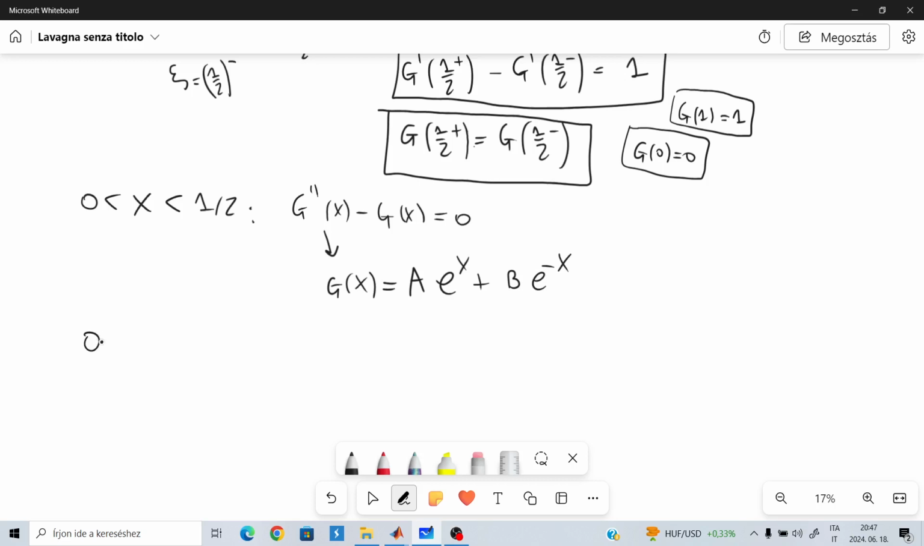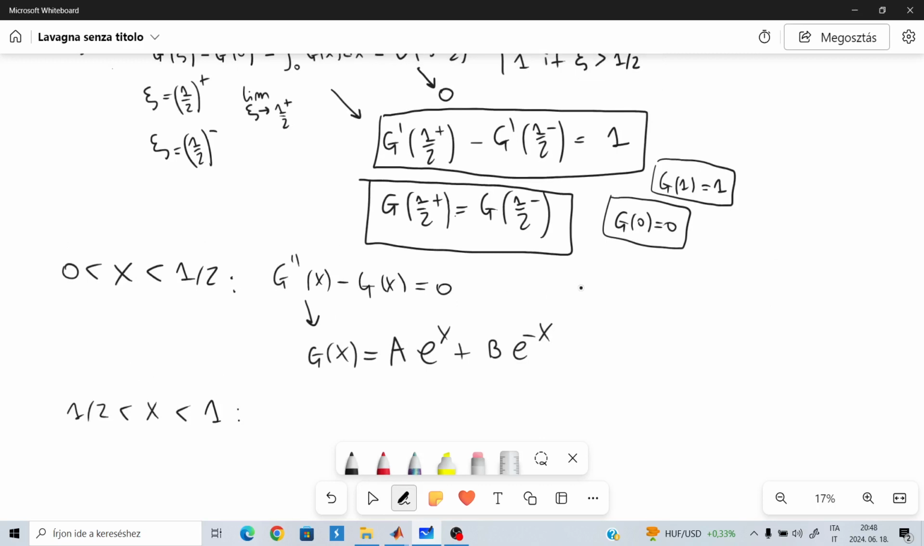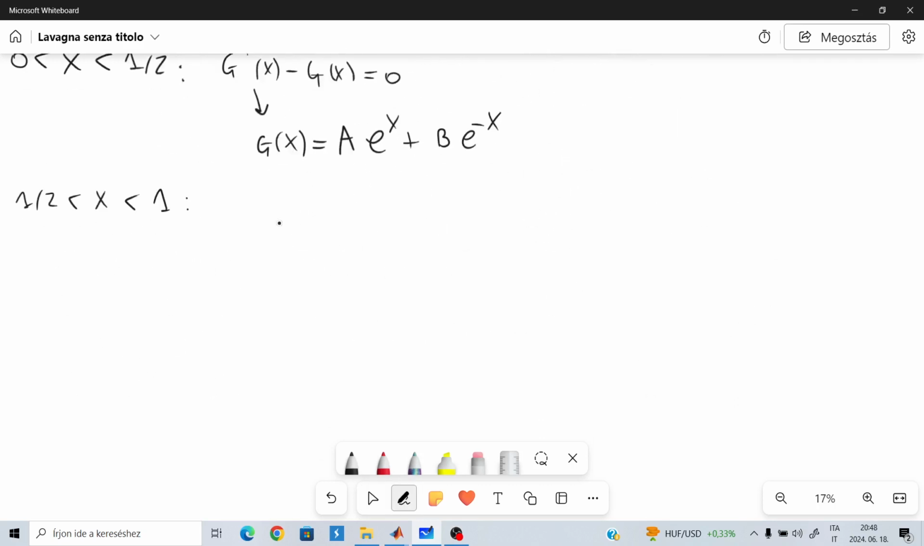Similarly, when we are in the interval 1/2 and 1, we have the same equation, but now we have to be careful because we have these conditions to impose, which means that these constants here will be different. So we have g of x equal to c e to the x plus d e to the minus x. So now we can impose the conditions.